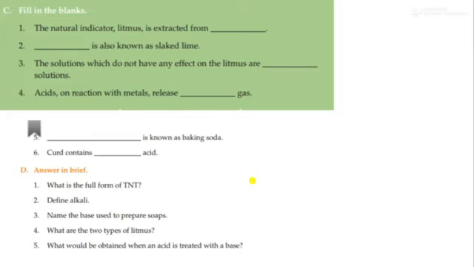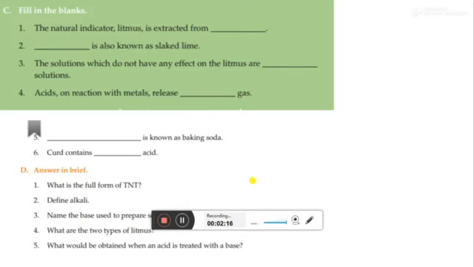The second part you can see is known as slaked lime. I told you, slaked lime, calcium hydroxide, is basically used for whitewashing, if you remember, right? Answer in brief. What is alkali? I am just discussing the second part, define alkalis. Alkali means what? Soluble bases are known as alkalis, right? Okay, then what is the full form of TNT? TNT is trinitrotoluene, which is used as an explosive.